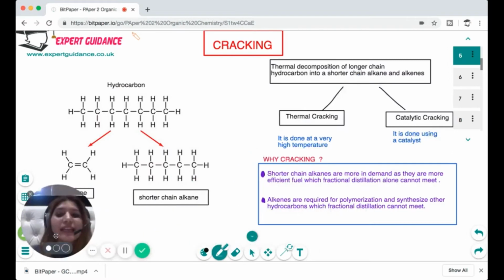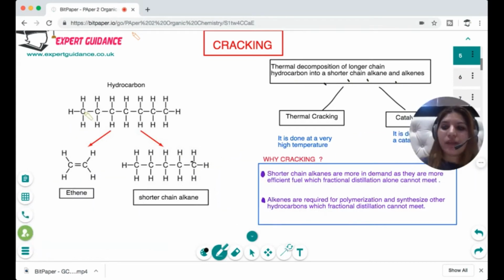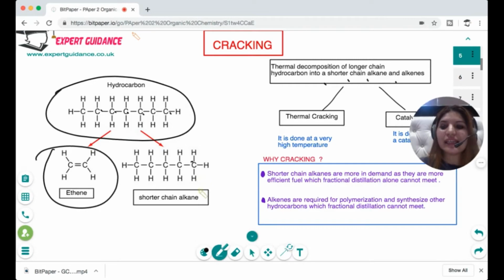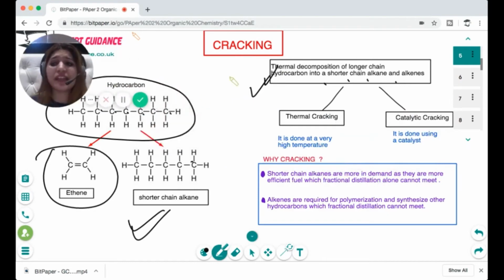Okay, next we have another technique called cracking. Now, what is cracking? As the name suggests, crack means to break. So cracking is the thermal decomposition of a longer chain hydrocarbon into a shorter chain alkane and an alkene. So you can look at this example. We have a 7 carbon hydrocarbon, and we broke it into 2 carbon ethene and then a 5 carbon shorter alkane. Now, why do we do cracking? And this question is also asked in the exam many times.